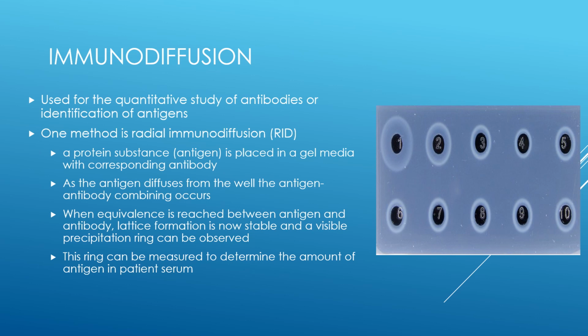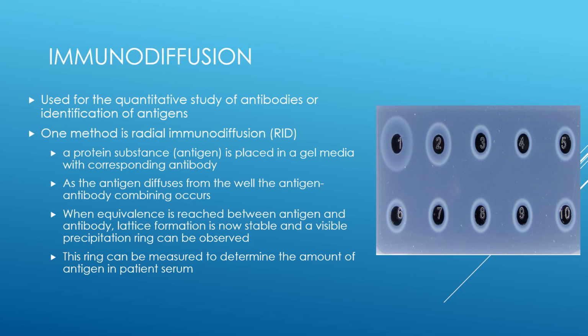And if you take a look at that image on the right, basically what we've done here is we've added 5 microliters of serum into the hole in the gel plate. And then what we see here is a precipitation that forms, and we can measure that ring of precipitation and compare it to a package insert to determine the amount of protein available.